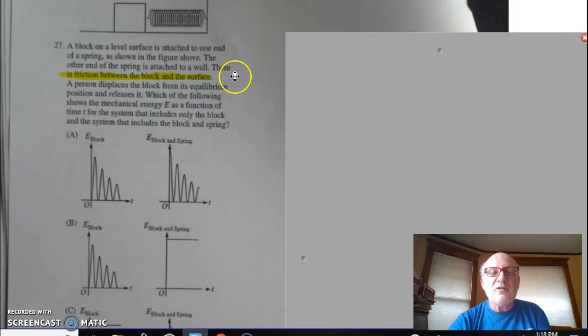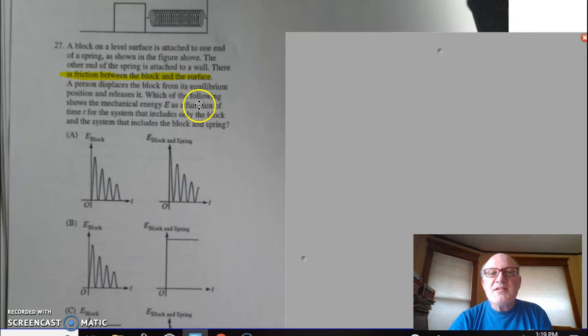A key understanding to this question is it says here, there is friction between the block and the surface. So this is not an idealized system, but a real system. This block and spring could go back and forth for some time, but because of friction, eventually the surfaces will heat up and all the mechanical energy in the mass or spring will eventually become thermal energy due to friction, and this whole system will settle down and stop at its equilibrium position sometime down the road.